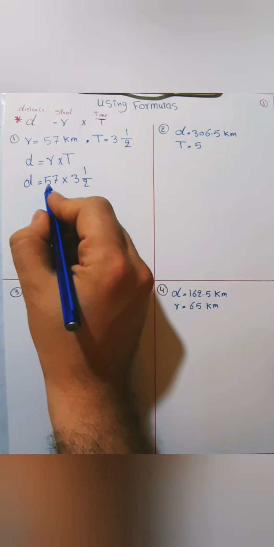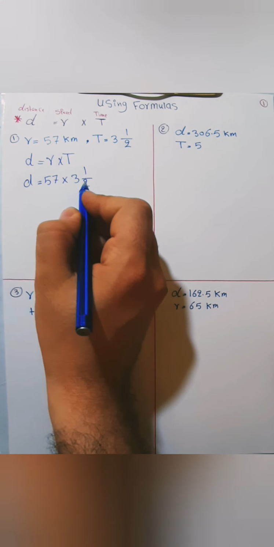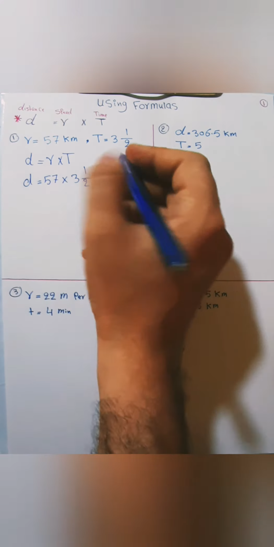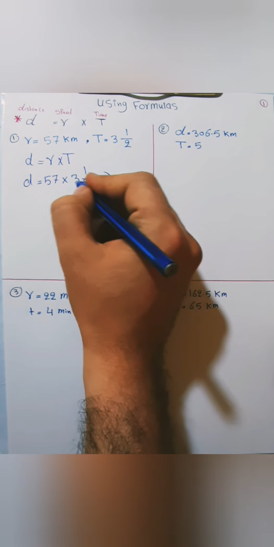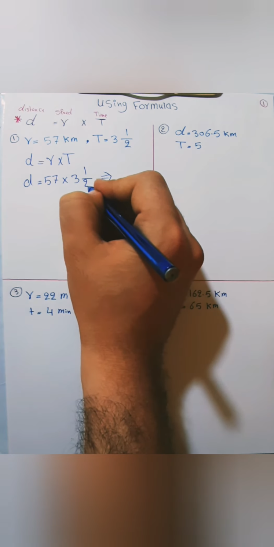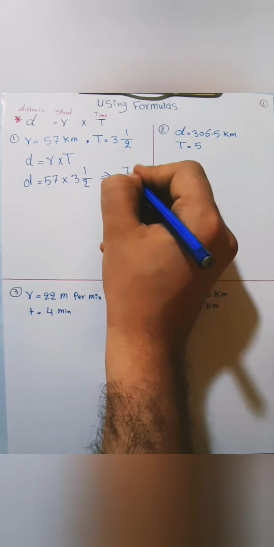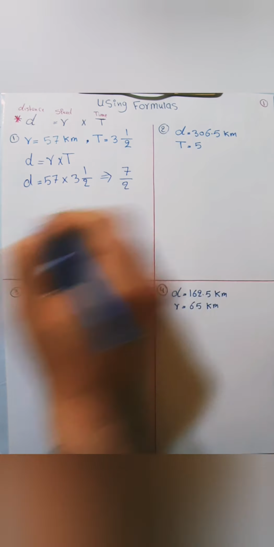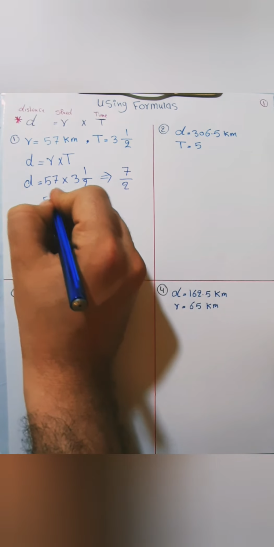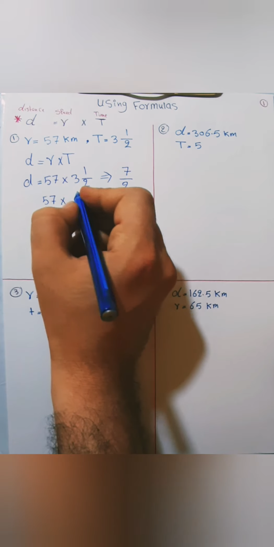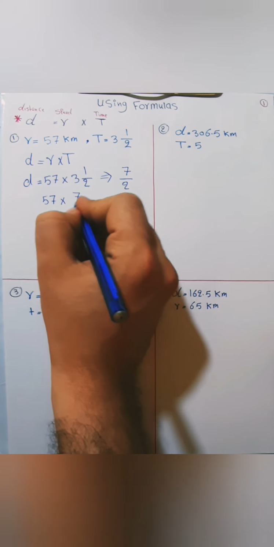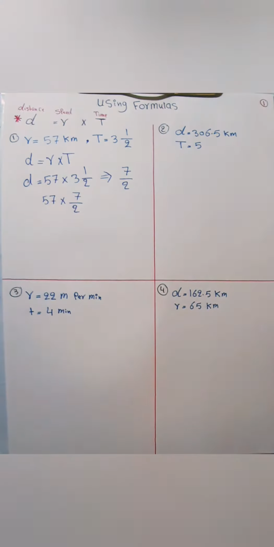Now we have a whole number and a mixed number. We have to change this mixed number to a fraction. 3 times 2 equals 6, plus 1 equals 7 out of 2. Now we have 57 times 7 out of 2. Now we have a whole number and a fraction.